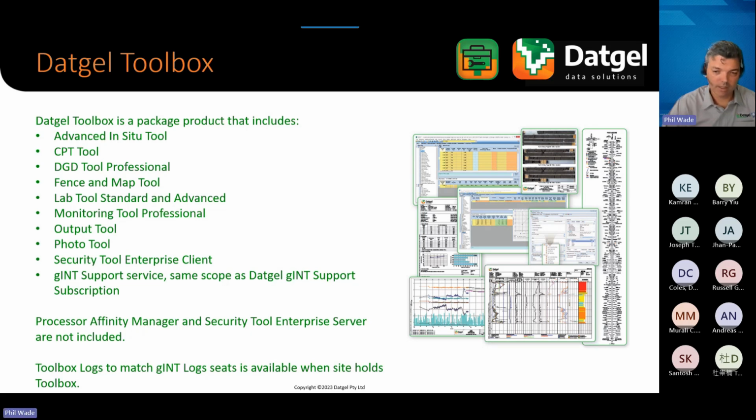But just like the DGD tool and the fencer map tool, it uses the license type called the country seat license. You must buy the same number of licenses, in the case of the toolbox, the same number of toolbox licenses as the licenses of gINT you use or hold. So if you have 5 gINT Professional and 5 gINT Logs, you have to buy 5 Datgel toolbox Pro and 5 toolbox Logs licenses to match. And if you need to use more gINT licenses, you would have to buy more licenses of the toolbox. That same approach works for the DGD tool and the fencer map tool as well.